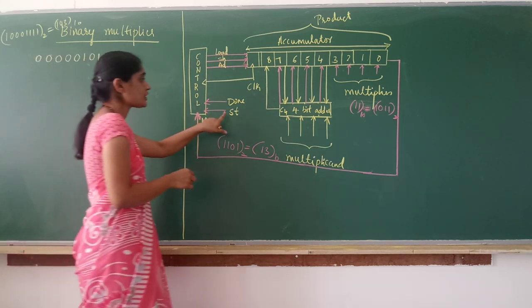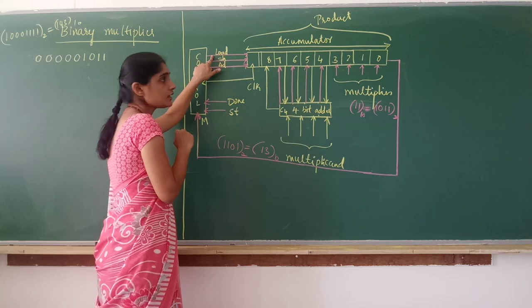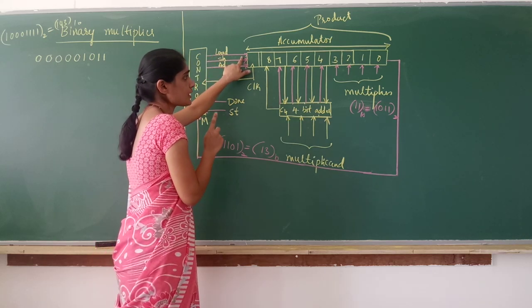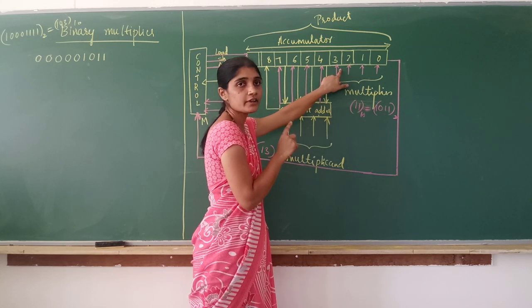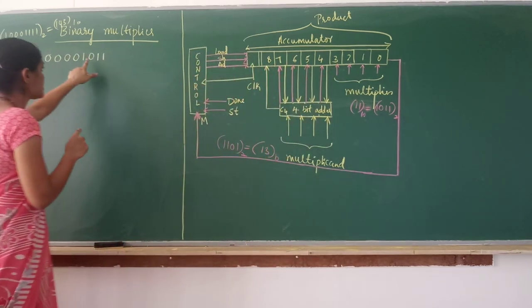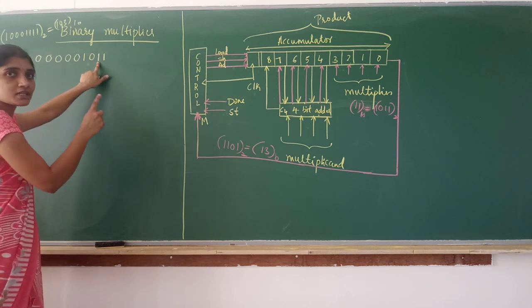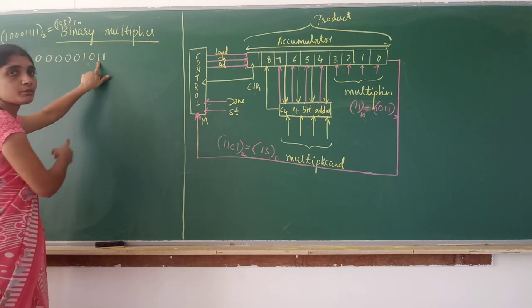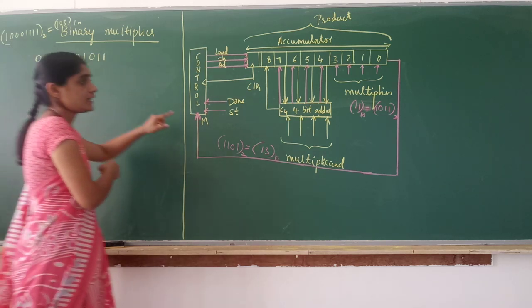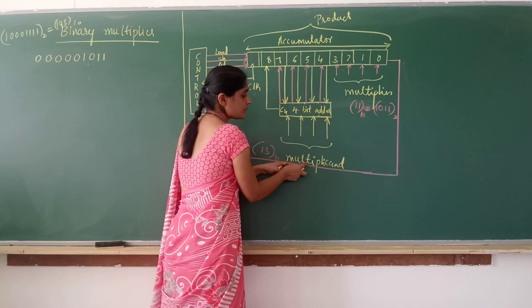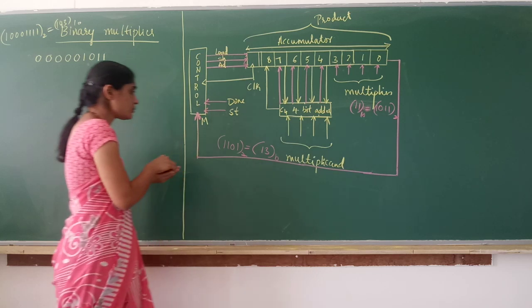Let me repeat. When you give the start signal to the control unit, it gives out the load signal first. When the load signal is the input for the accumulator, it loads the multiplier to the lower 4 bits of the accumulator. Multiplier is 1011, so the lower 4 bits are 1011. At the same time, at the same clock edge, the higher 5 bits will be reset to 0. Okay? And also the multiplicand register will be loaded. What is the multiplicand? 13, that is 1101.